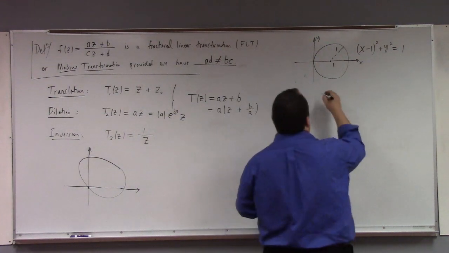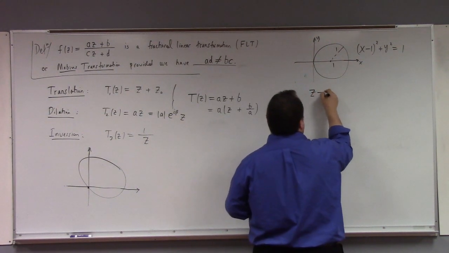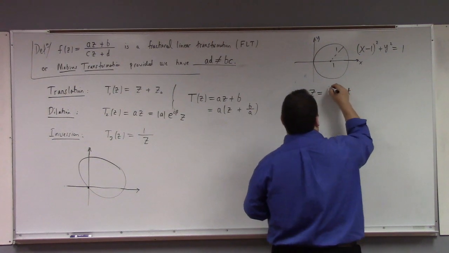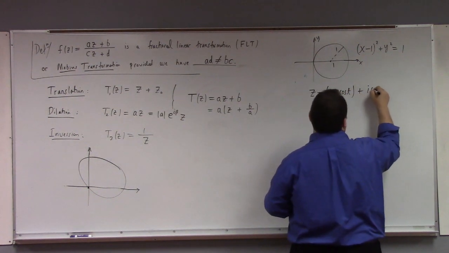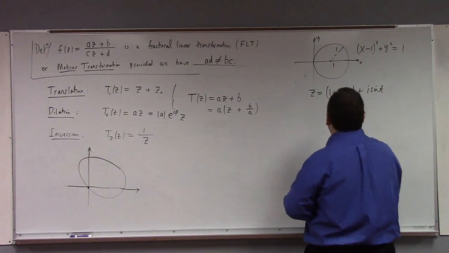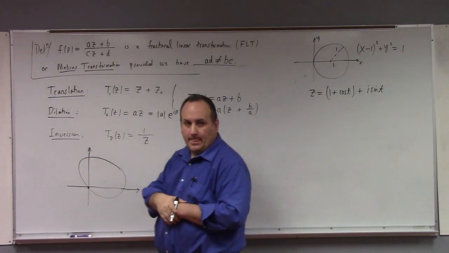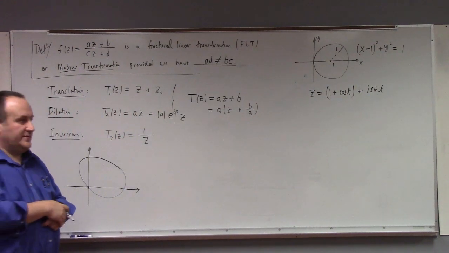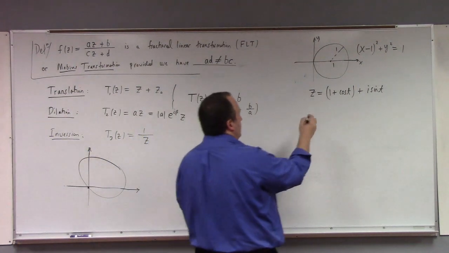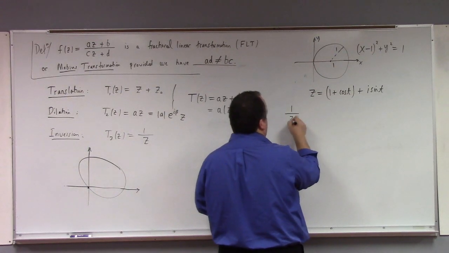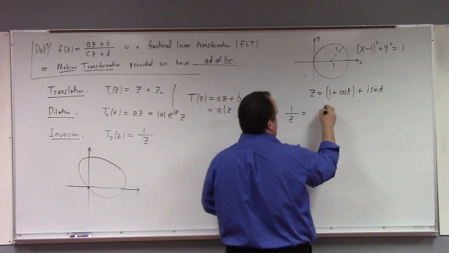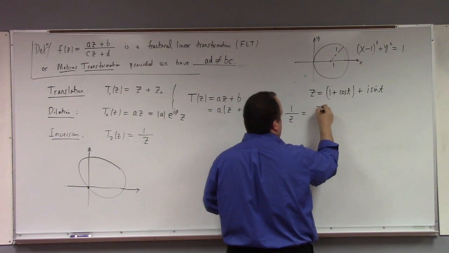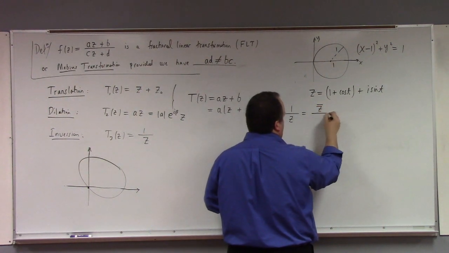So I can parameterize that. And the parameterization is z equals 1 plus cos t plus i sine t. That's a parameterization of that circle in the complex sense. What happens when I reciprocate that? So what's 1 over z in this context? Well, I can calculate that as z bar over z z bar, right?